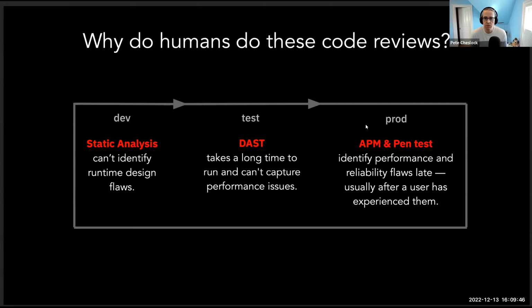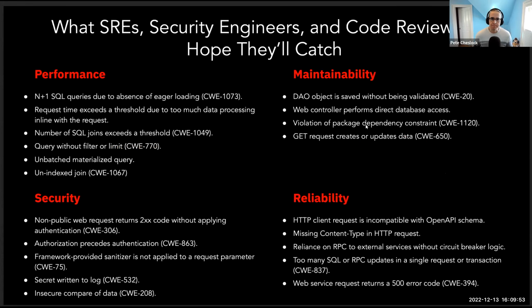This is after your users have already experienced problems, or from a security standpoint, after you've already had potentially bad security issues happening. And there's a lot of issues that all of these teams involved in the code review process are, again, hoping that they'll catch as part of this. Many of these you can see with the corresponding CWE number from the Common Weakness Enumeration, being able to try to catch multiple types of performance issues around N+1 SQL queries, or too many joins exceeding a threshold, or not limiting or filtering on your queries.